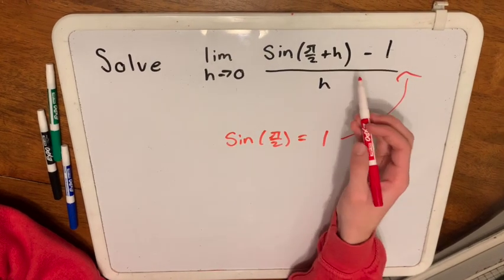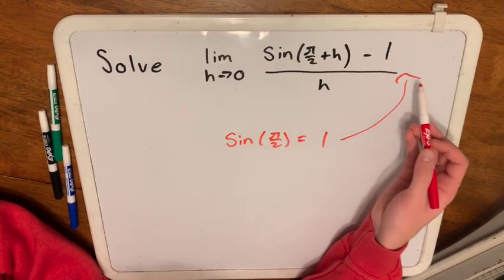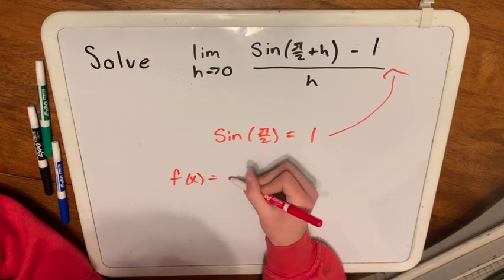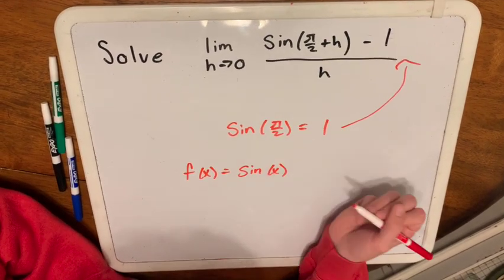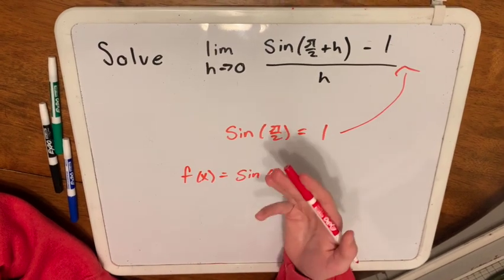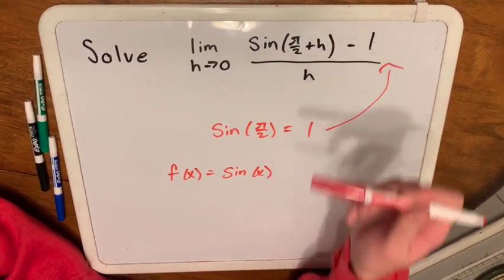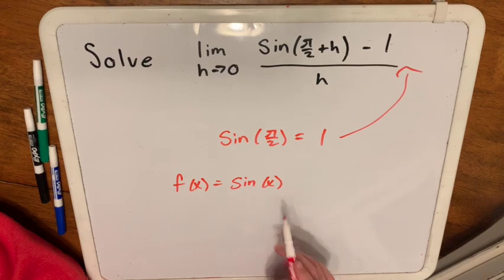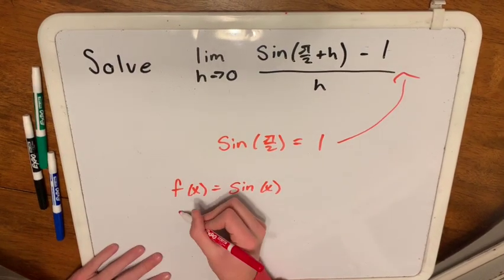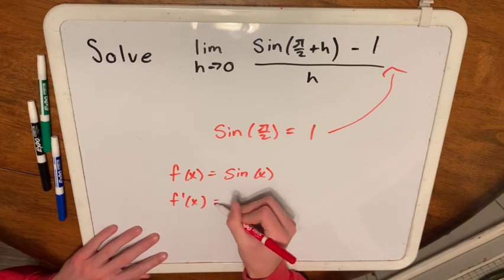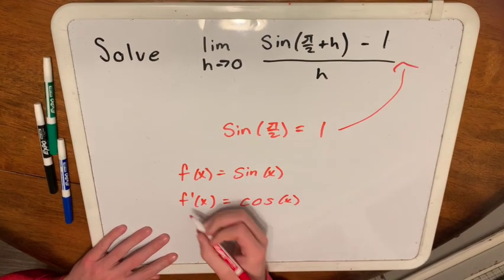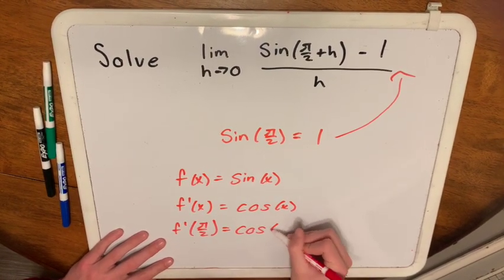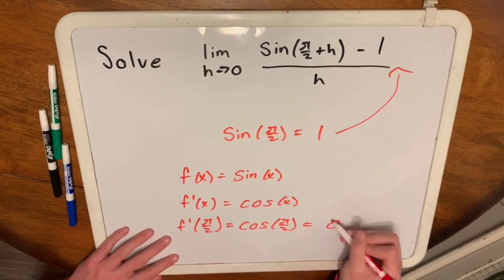So really what this function is, is sine of pi over 2 plus h minus sine of pi over 2. Now we know that our function, our f of x, is sine of x. And now we can find the derivative, but because we have a value for x, we have to find the instantaneous rate of change of sine of x at pi over 2. So we take the derivative of sine of x, which gives us cosine x, and then we do f prime of pi over 2, which is cosine of pi over 2, which is just 0.